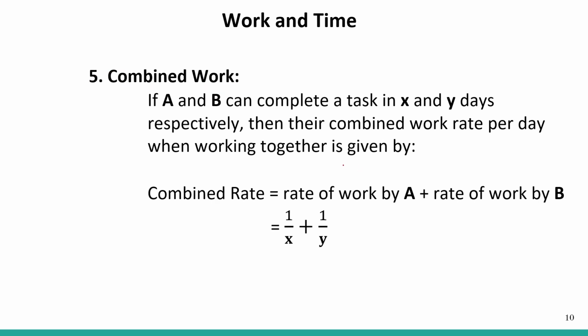Let's see how. If A and B can complete a task in X and Y days respectively, then their combined work rate per day when working together is given by 1 by X plus 1 by Y. So combined rate is equal to rate of work by A plus rate of work by B, where rate of work by A is equal to 1 by X and rate of work by B is equal to 1 by Y.